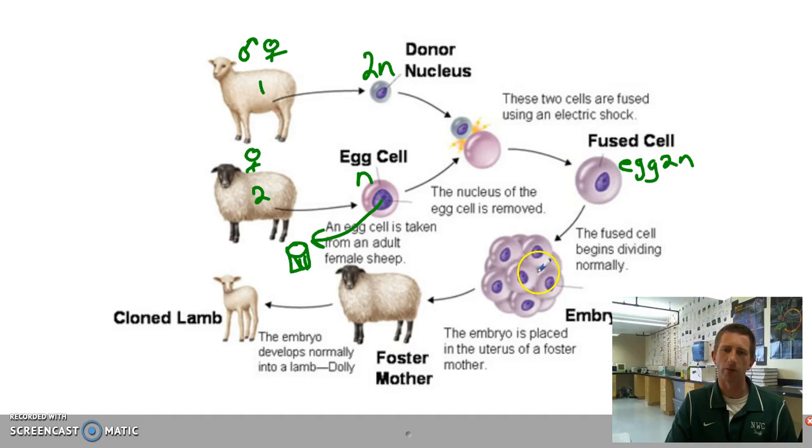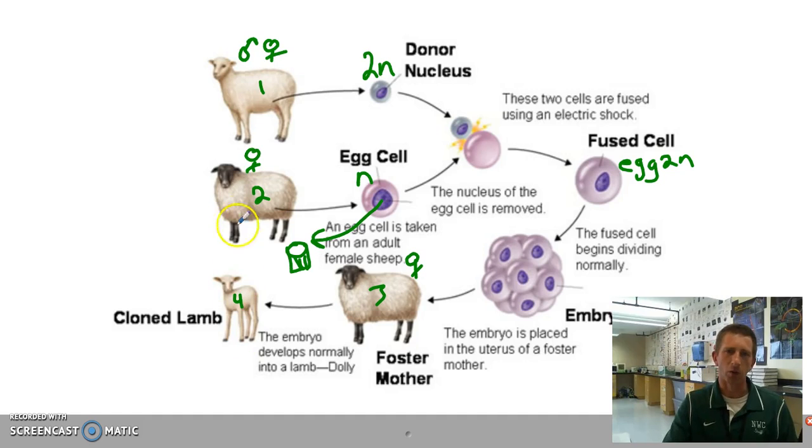So divide, divide, divide, divide, divide, and then at a certain stage, this little sheep embryo gets implanted into sheep number 3, into the uterus. Obviously, sheep number 3 has to be female. And then after the appropriate gestational period for sheep, this little sheep number 4, this lamb, is born. All right, so here's a question for you. Which sheep are the clones of each other?